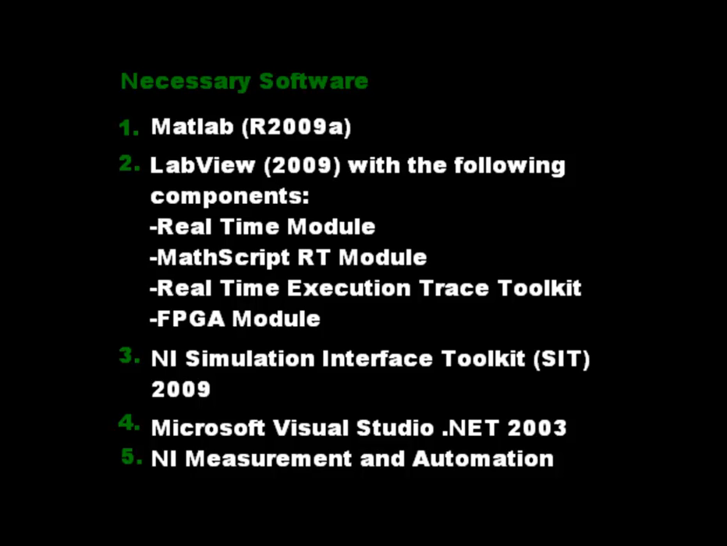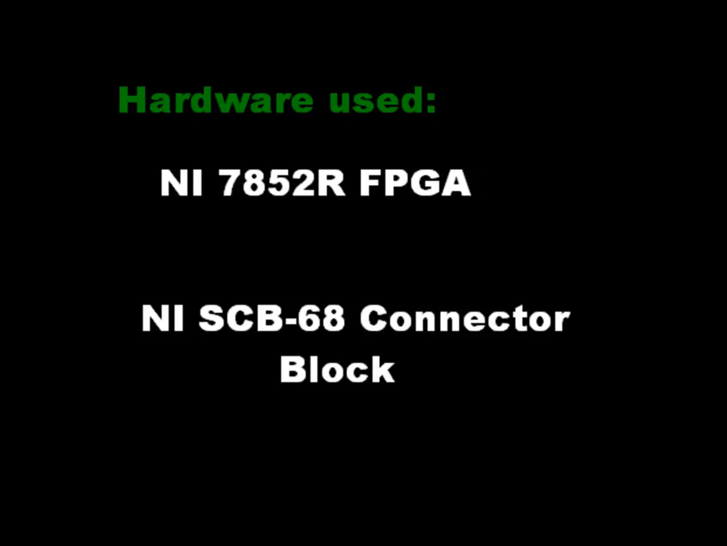our hardware. Alright, so speaking of our hardware, the hardware that we're going to be using is an NI 7852R FPGA and an NI SCB-68 connector block. So that's where the connections are made. So let's get started, shall we?